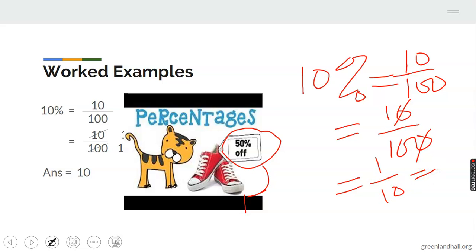And that gives me what? It gives me 1 over 10, and that is my fraction part. So what is 10%? It is 1 over 10, or we can call it 10 if you're not moving it into fraction. So this is how easy it is for you to solve it. You just cancel out and divide.